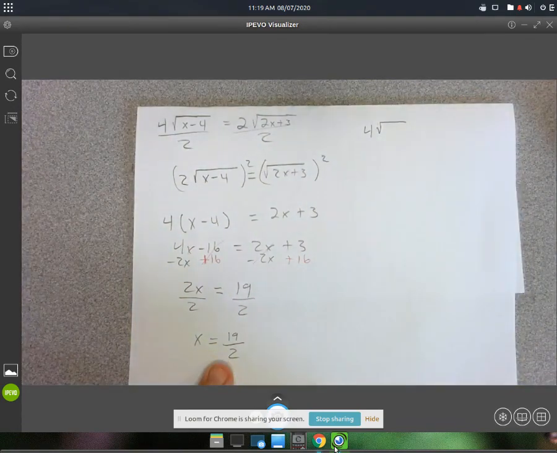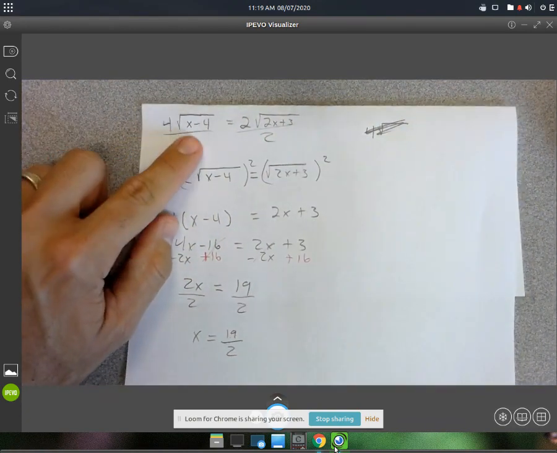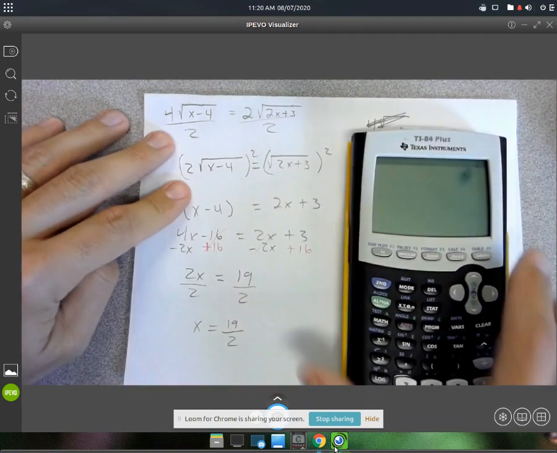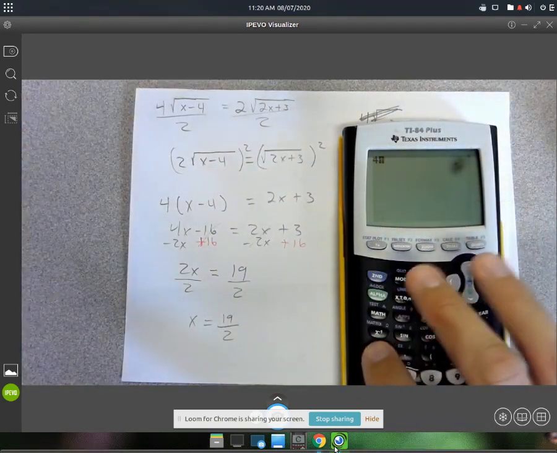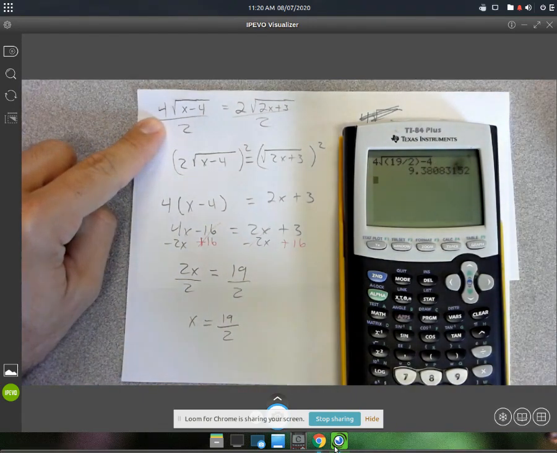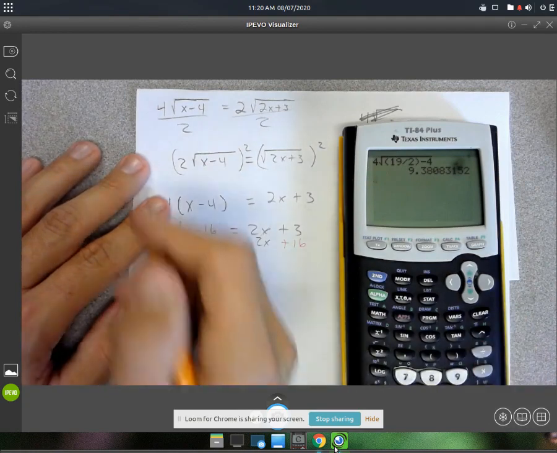Actually, no, I am not about to do this by hand. That's not going to work out because I can't do the square root of 19 over 2. Can I? I don't think that's going to play nice, but we'll just use the calculator as a fallback here. So we have 4 square root, let's actually put that in parentheses, 19 over 2 minus 4. That is the left side. That gives us 9.38. Yeah, it was not going to come out nice. So on the left side, we get 9.38.